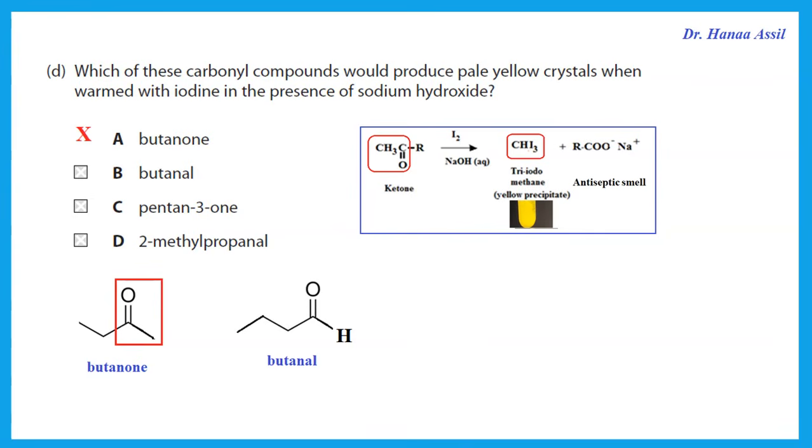Butanal does not have this group. Pentan-3-one does not have this group. The carbonyl is not next to a methyl. And 2-methylpropanal also does not have the required group.